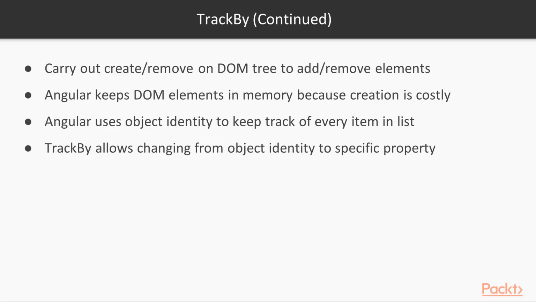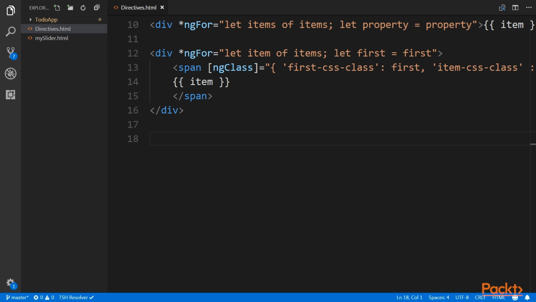Angular deals with this by keeping DOM elements in memory because creation is costly. Internally, Angular uses something called object identity to keep track of every item in a list. TrackBy, however, allows you to change from object identity to a specific property on your item. Let's add the code to illustrate this better.